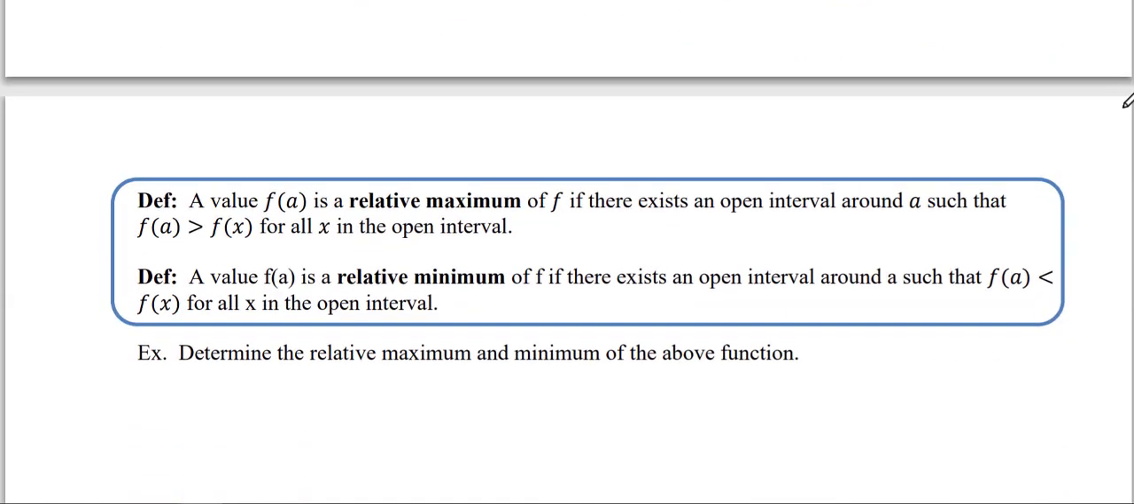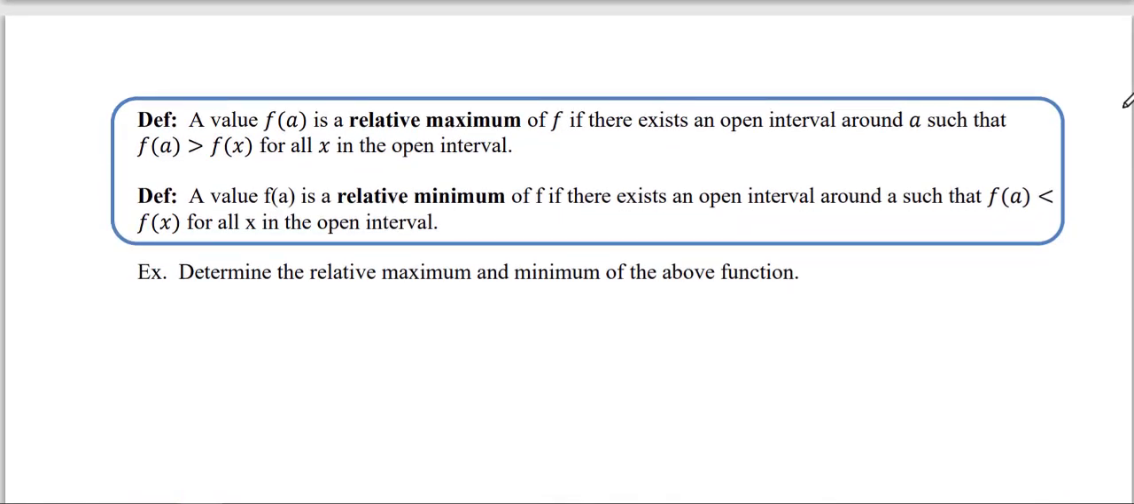Okay. Those peaks and valleys have an official math name. A value f of a is a relative maximum of f if there exists an open interval around a such that f of a is greater than f of x for all x in that interval. That means that point, that y value, is bigger than the rest of the function. Same thing here, but now we have f of a less. That f of a is less than all other points. So it is a minimum.